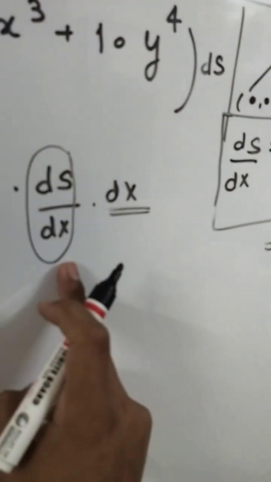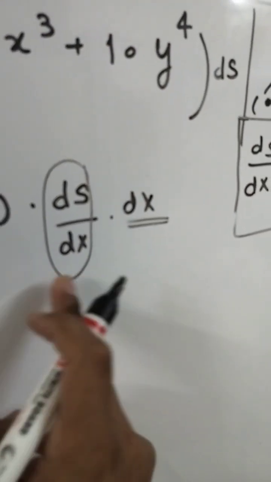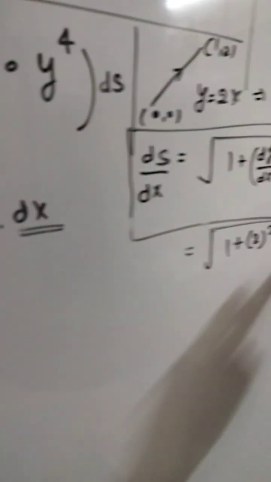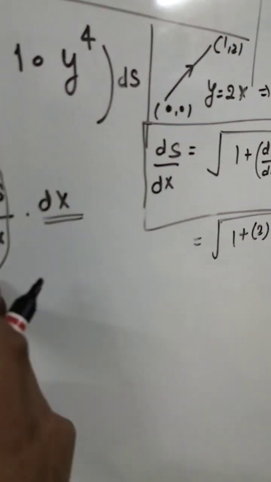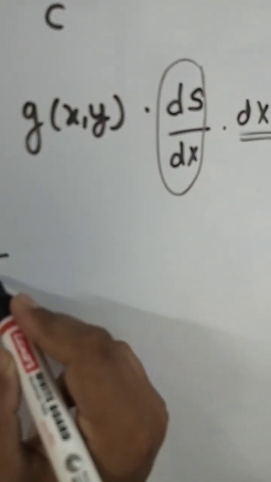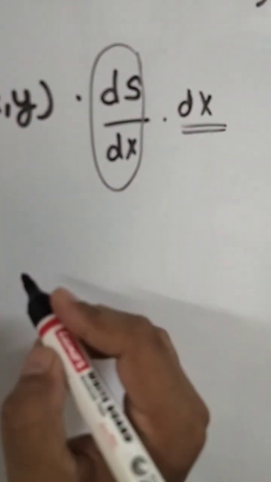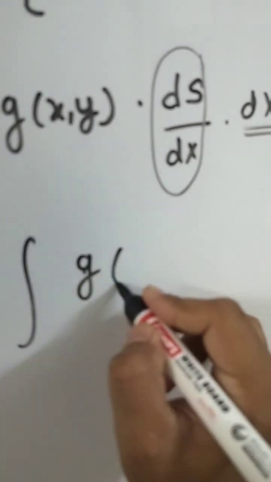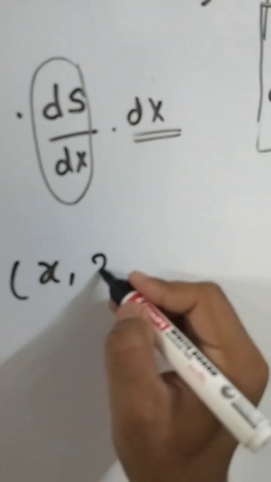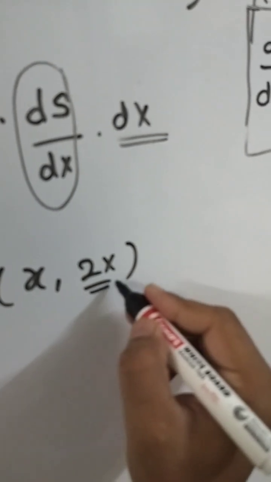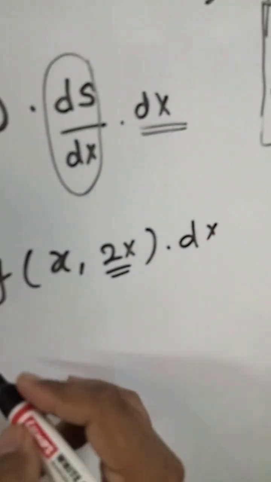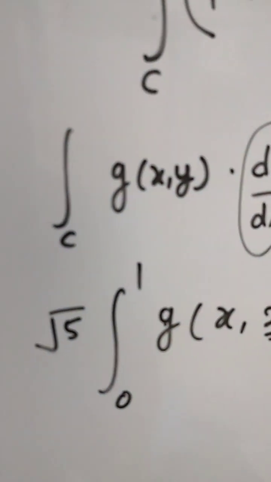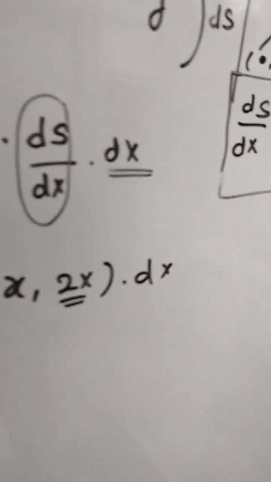So here you need to put the square root of 5. And the other question is the same. Square root of 5 is a constant term, so that can be taken out. So square root of 5, and then you can integrate g(x, y), and y equals 2x you can put, into the dx. And now the limit of x is from 0 to 1.